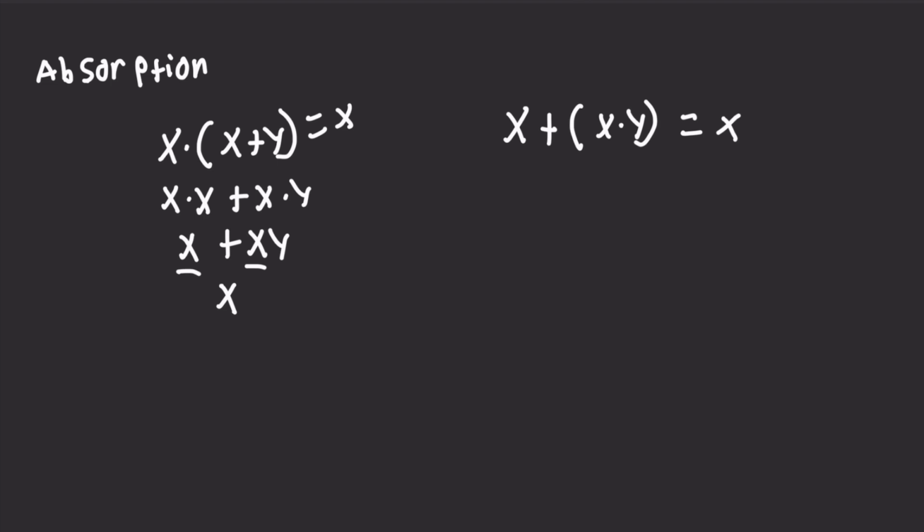This will be explained a little bit more in the future one whenever we go over truth tables a little bit further. So we're going to go ahead and do the same thing for the OR version. We'll have an x plus an xy, which obviously both of these are the exact same. So this would also be equal to x.